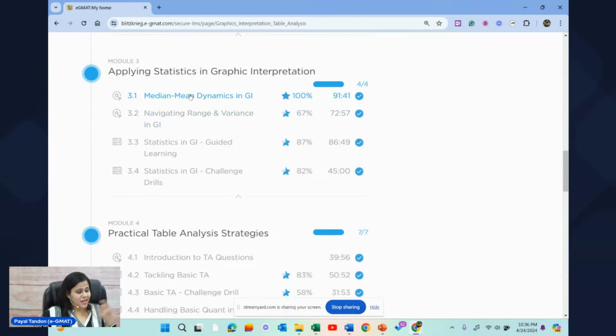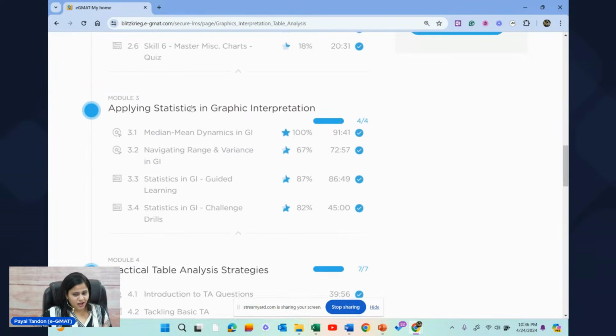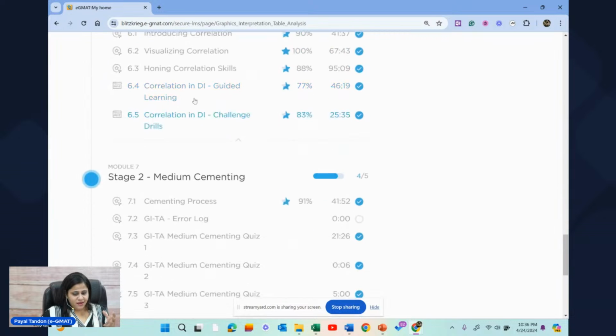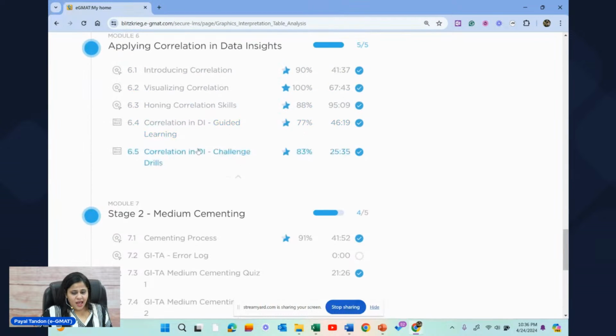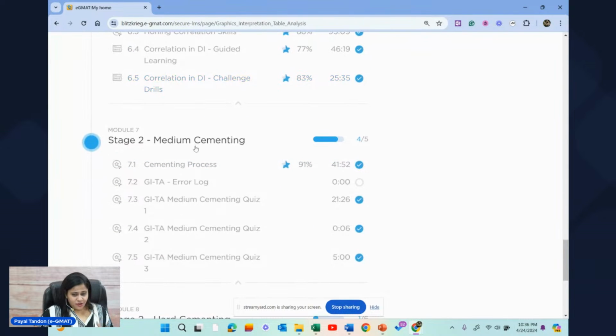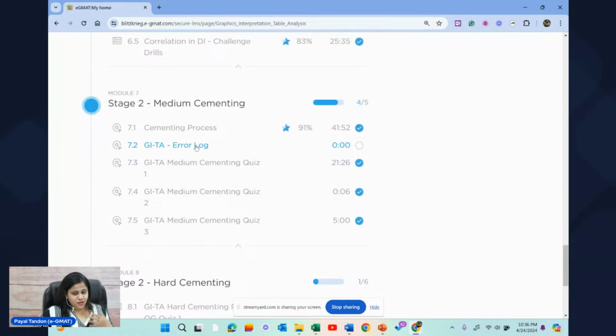So all of that in the context of GITA has been covered over here, right? And then likewise correlation over here, right? And then you do cementing. You do that right level of practice. You learn how to build the error log. We teach you how you should be thinking about your error log. We give you examples so that you get accustomed to filling the error log the right way.